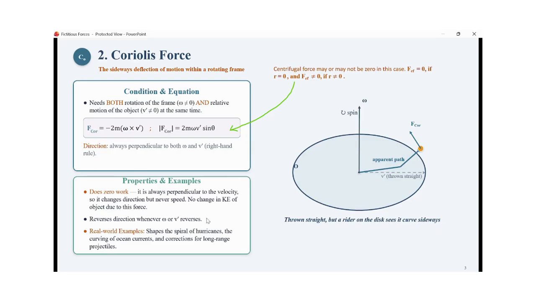Now some real world examples in which Coriolis force is felt are some natural phenomena, that is the spiral shapes of hurricanes. The spiral of hurricanes is affected by the presence of Coriolis forces. Second important phenomenon in which Coriolis force is observed is the curving of ocean currents. Ocean currents get curved because of the existence of Coriolis force.